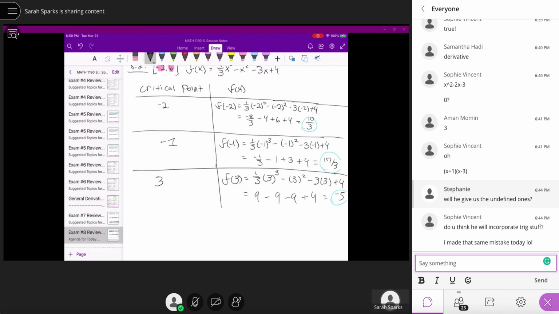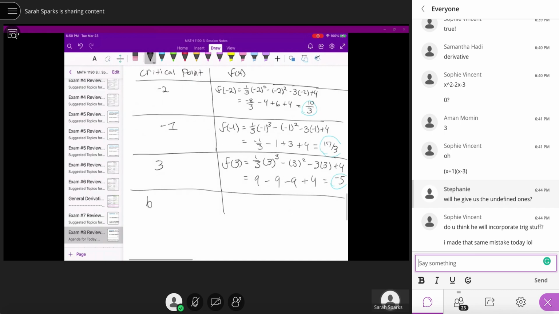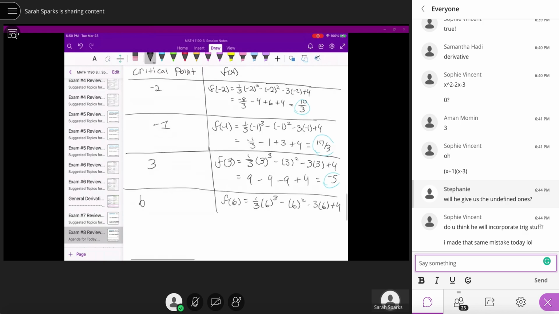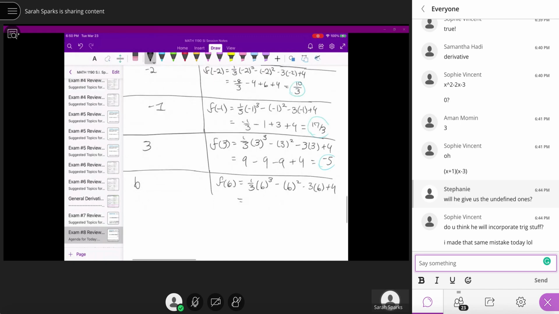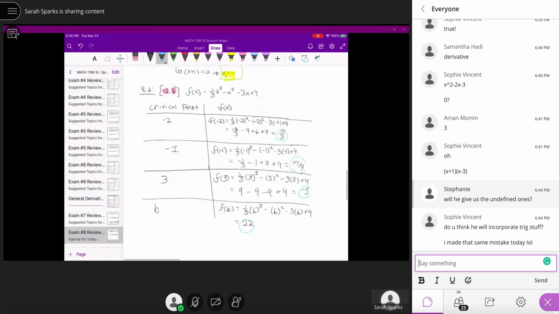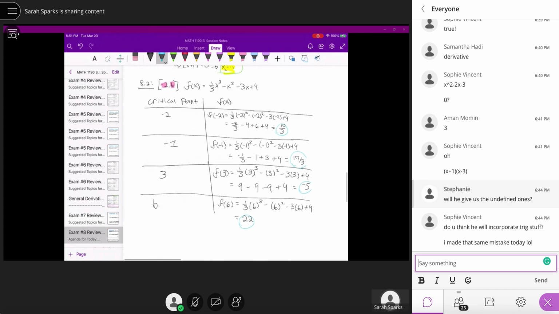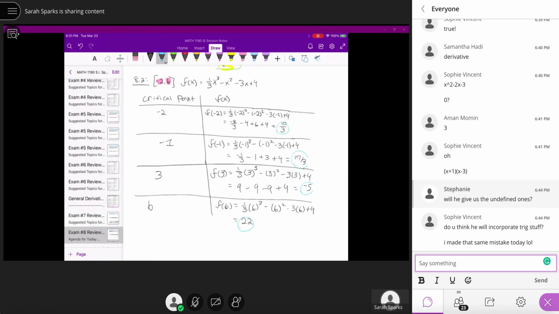And then we have one more, and we're doing +6. So we have f of 6, 1/3 6 cubed minus 6 squared minus 3 times 6 plus 4, and I'm not going to bother writing this out because most y'all will just shove that in your calculator, and you'll end up getting 22 for this one. Right. Any questions on any of these?